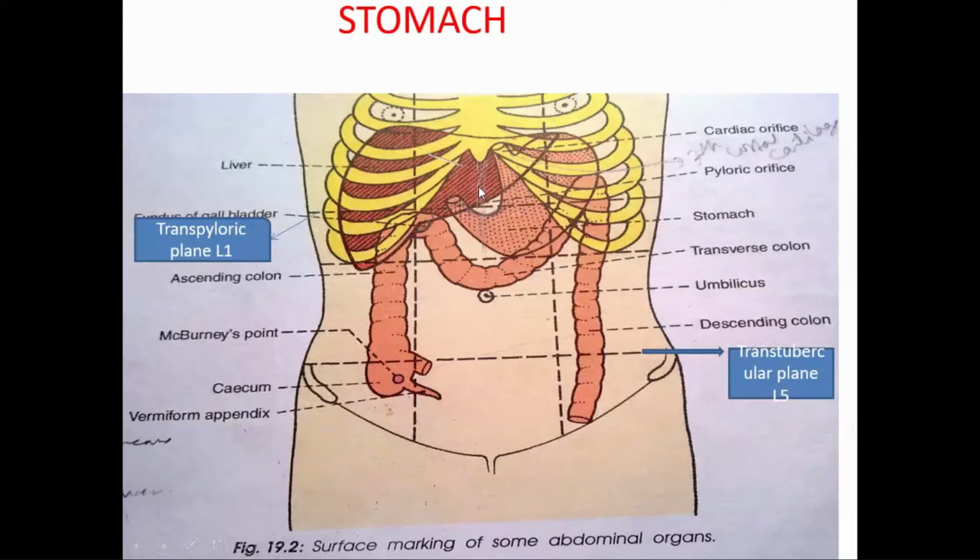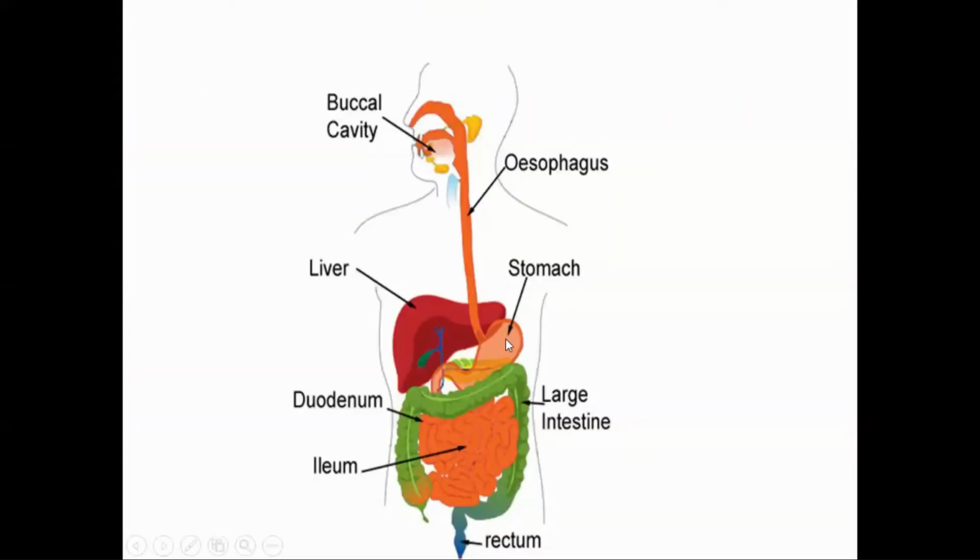This diagram shows the locations of the different abdominal viscera. The ascending and descending colon lie in the lumbar region. Jejunum and ileum lie mostly in the umbilical region. The liver is in the right hypochondrium, partly in the epigastrium and left hypochondriac region. Now today we are going to study the stomach.